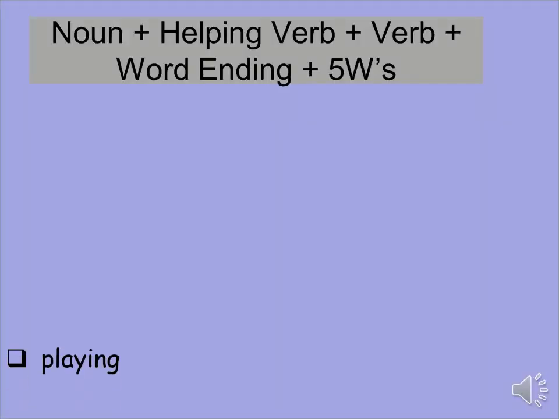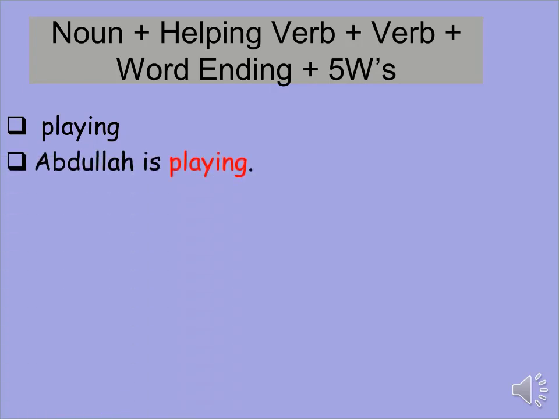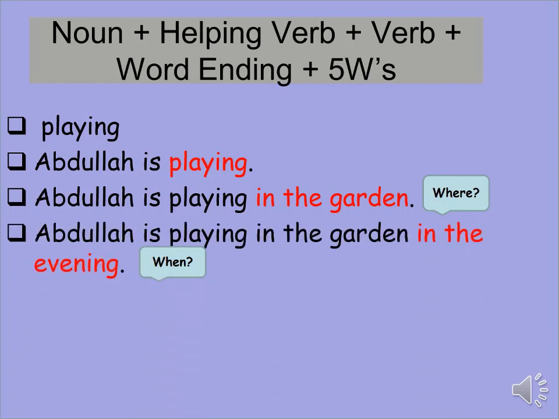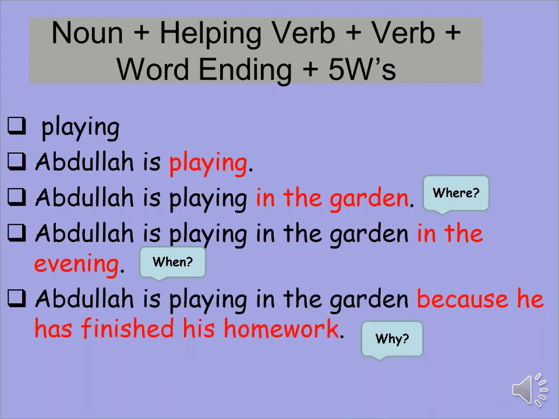Dear children, let us make a sentence of the word playing. Abdullah is playing. Now this is a proper sentence conveying a proper meaning. You can stretch your sentence by adding the question word where. Abdullah is playing in the garden. You can further elongate your sentence by adding the question word when. Abdullah is playing in the garden in the evening. You can further ask a question why. So your sentence is going to become Abdullah is playing in the garden because he has finished his homework.